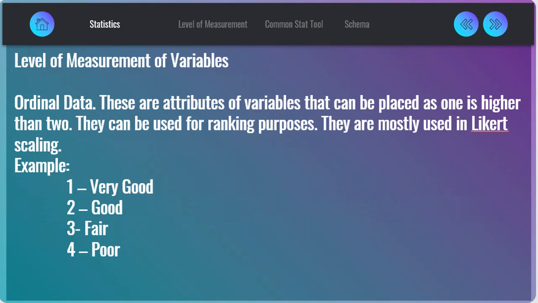Next is ordinal data. These are attributes of variables that can be placed such that 1 is higher than 2. They can be used for ranking purposes, and they are mostly used in Likert scaling. For example, 1 means very good, 2 means good, 3 means fair, and 4 means poor.